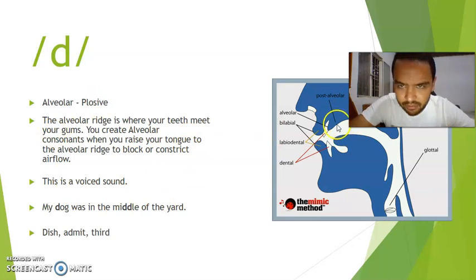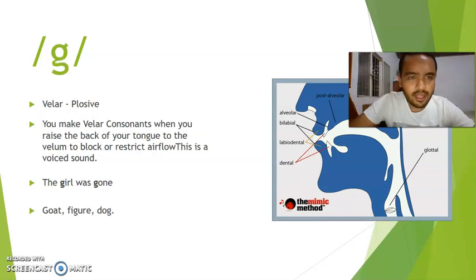The alveolar ridge is right here, and these are the teeth. So this sound is produced right here, in this part of your mouth, between the teeth and the alveolar ridge. Okay, let's continue. This is the G sound, like g, g, g.